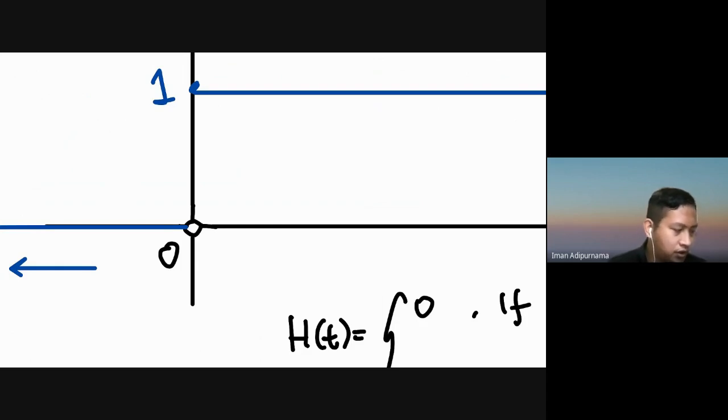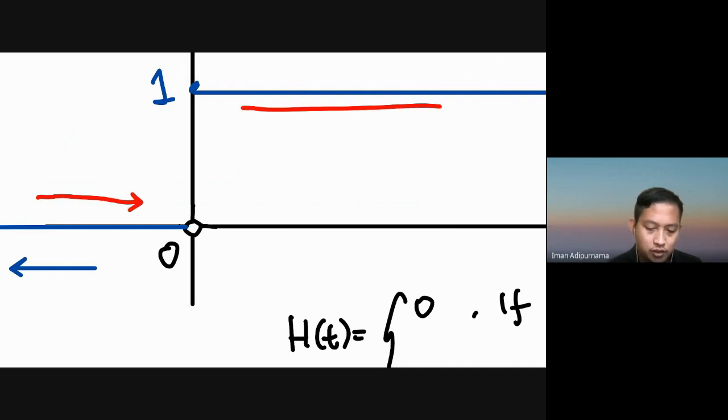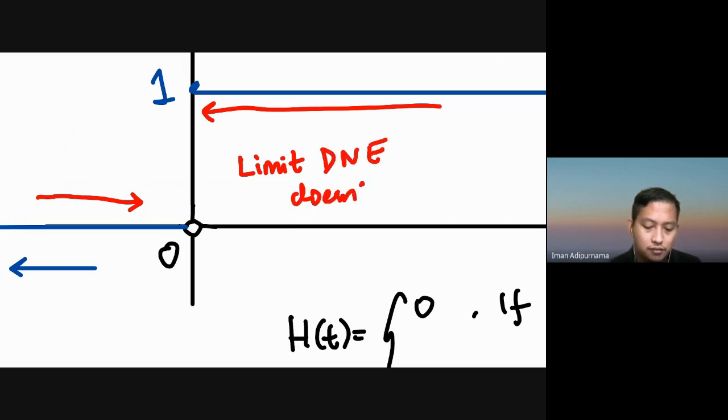there's no single number that the function approaches as t approaches 0. So in this case, if you approach from here and approach from here, thinking of the limit concept, there will be no limit here. You can write DNE. Limit doesn't exist. So sometimes if you read DNE in the limit concept, it means that the limit does not exist.